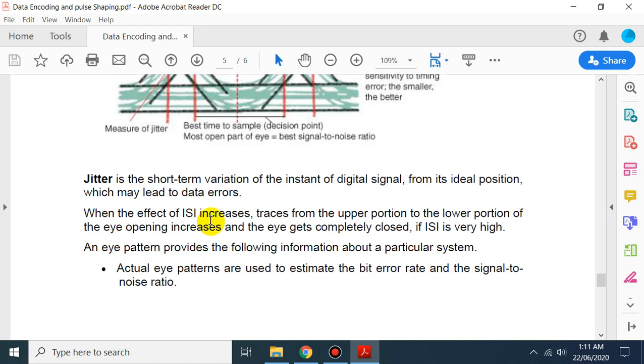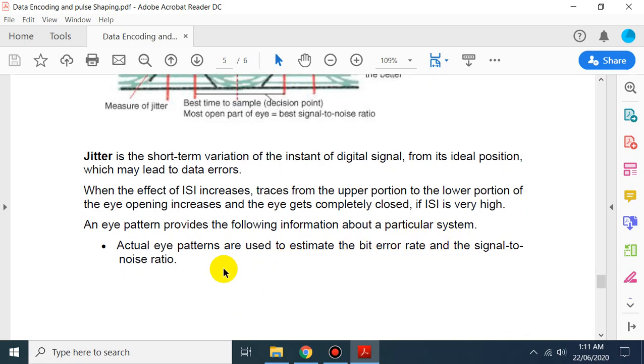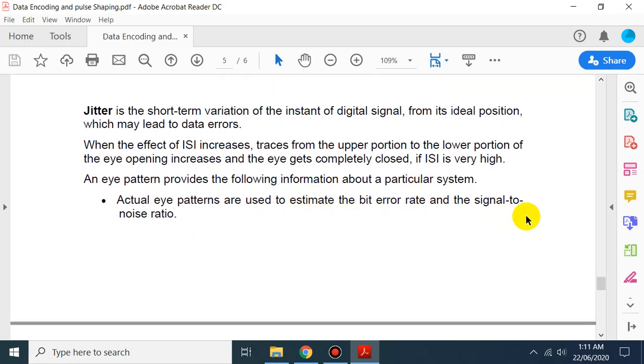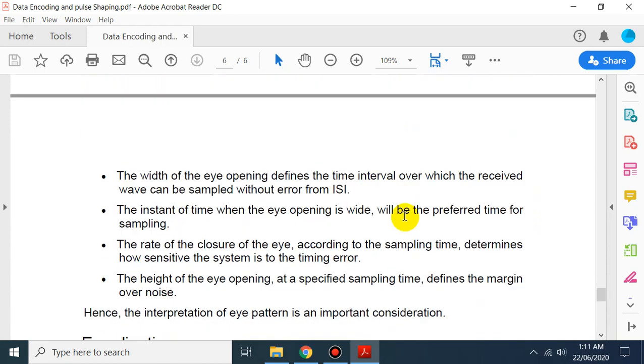When the effect of ISI increases, the traces from the upper portion to the lower portion of the eye opening increase, and the eye gets completely closed. If ISI is very high, an eye pattern provides the following information about a particular system. Actual eye patterns are used to estimate the bit error rate and the signal to noise ratio.